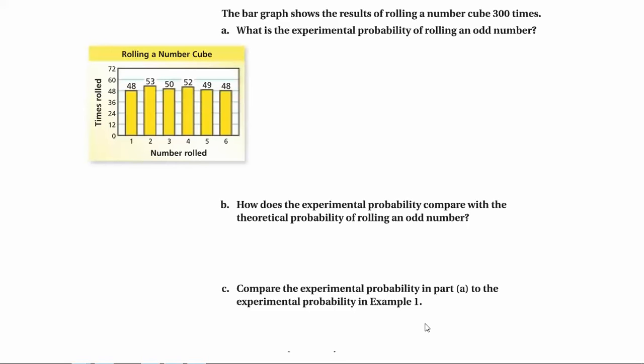Okay, so now we're going to compare our experimental and our theoretical probability. The bar graph shows the results of rolling a number 300 times. So we just kept rolling. We did this 300 times. We rolled a dice. What's the experimental probability of rolling an odd number?